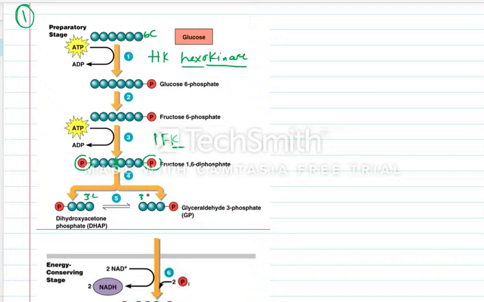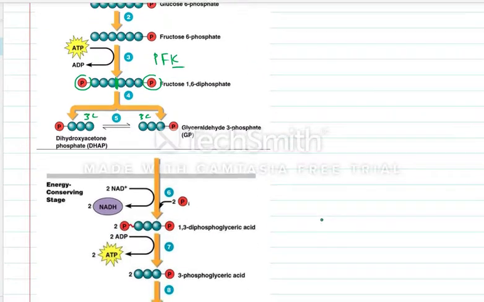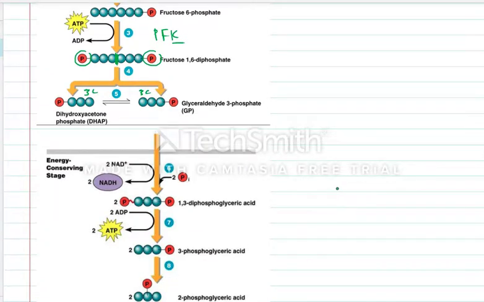Okay, this is the preparatory phase. We have phosphorylated, we used 2 ATPs, and we have made 2 molecules that are pseudosymmetrical. Now, what's going to happen here is that this molecule is going to go through the energy conserving stage or the energy producing stage. Here, just to summarize, we're going to produce 4 ATPs and 2 NADHs. We talked about that earlier. This is the reduced form of the electron carrier NAD+.